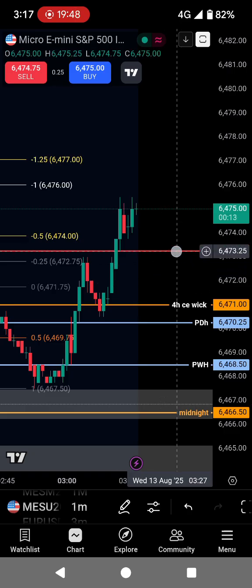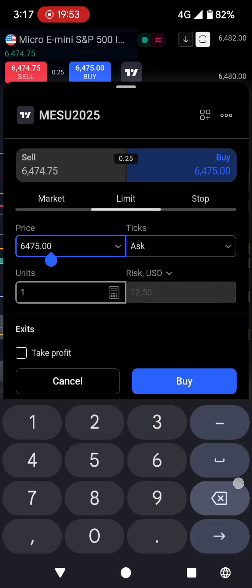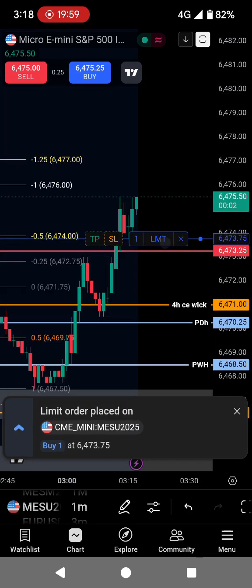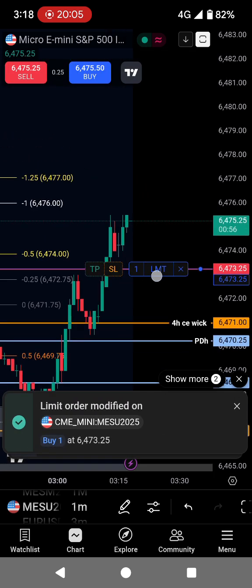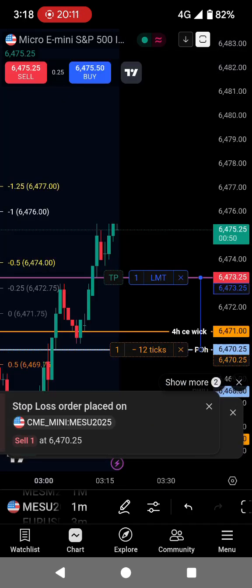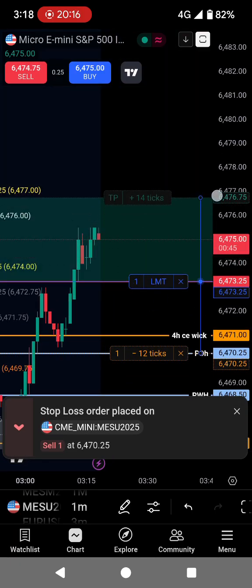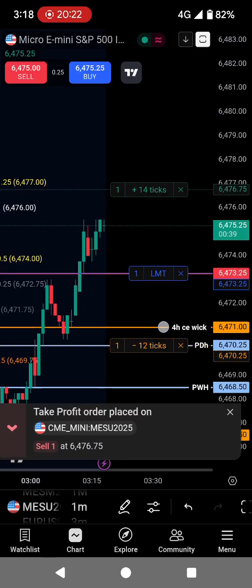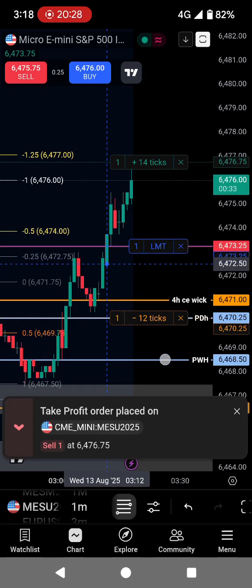So we're gonna buy at 6472.75. Okay, we're gonna buy here. Stop loss is gonna be placed here. Here the previous day high and take free profit just gonna be there. Because right now today Wednesday, you never know if we just continue higher. So yeah, just a small scalp here.